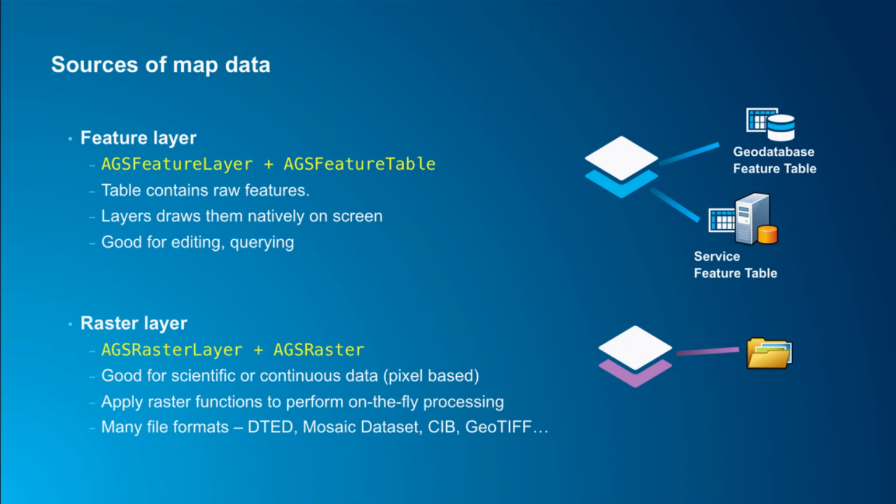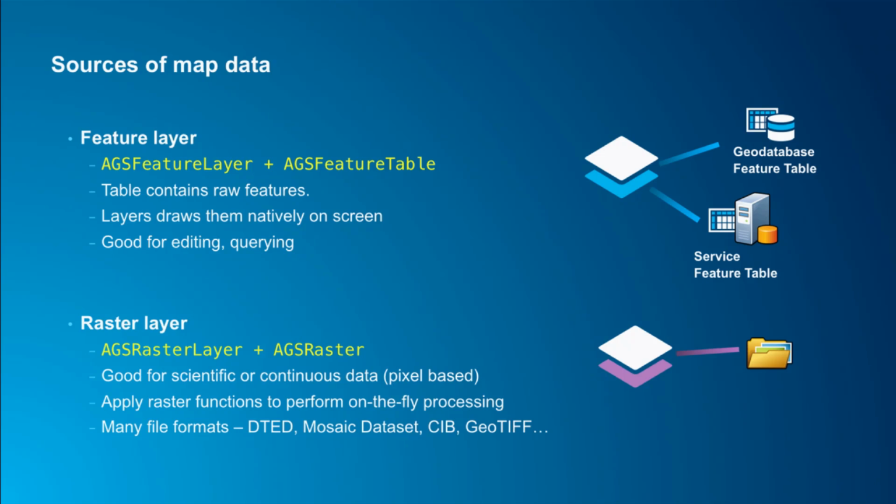And again, that table could contain data that's come from a service, like a map service or a feature service, or it could contain data that's coming from a local geodatabase on disk. So it can work in both online and offline modes, depending on what your application needs to do with it.